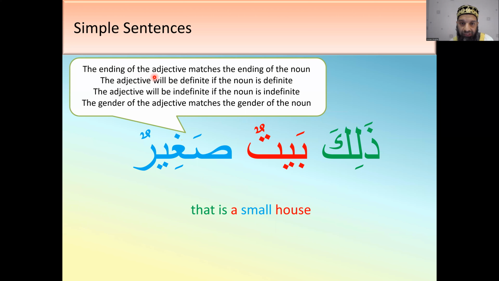The ending of the adjective matches the ending of the noun. If the noun ends in a double dhamma, a double pesh, then its adjective is going to match it and also end in the double pesh. The adjective will be definite if the noun is definite. Basically, there's no al here, so there's going to be no al on the adjective. It's going to match it. The adjective will be indefinite if the noun is indefinite. Same thing. When there's an al, then the adjective is going to have an al. When there is no al, then the adjective, the description word, is also not having an al.